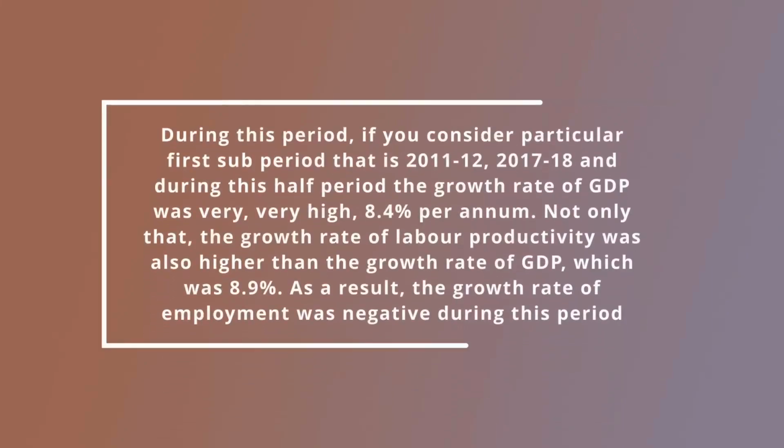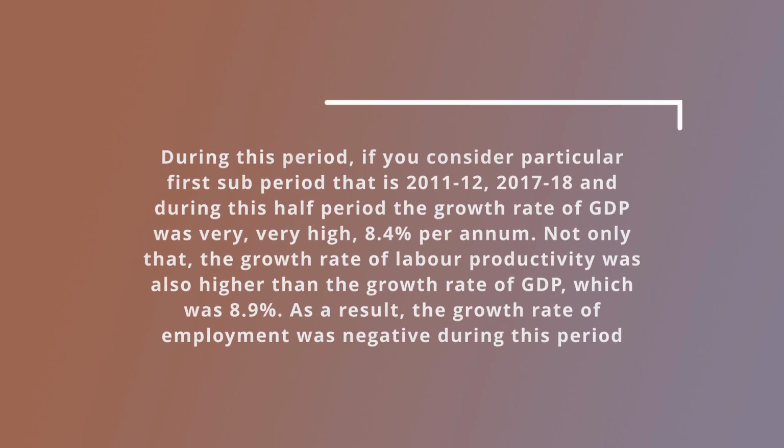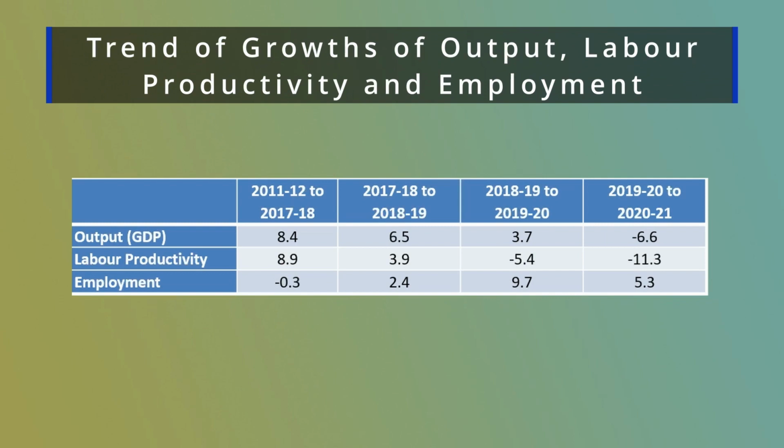During this period, if we consider the first sub-period, that is 2011-12 to 2017-18, then during this sub-period the growth rate of GDP was very, very high, 8.4% per annum. Not only that, the growth rate of labor productivity was also higher than the growth rate of GDP, which was 8.9%. As a result, the growth rate of employment was negative during this period. But after 2017-18, there is evidence of an increase in the growth rate of employment in the Indian economy because of the reduction of the growth rate of labor productivity as well as the growth rate of GDP.